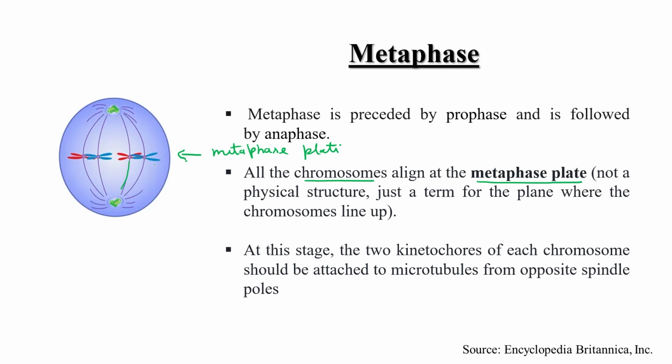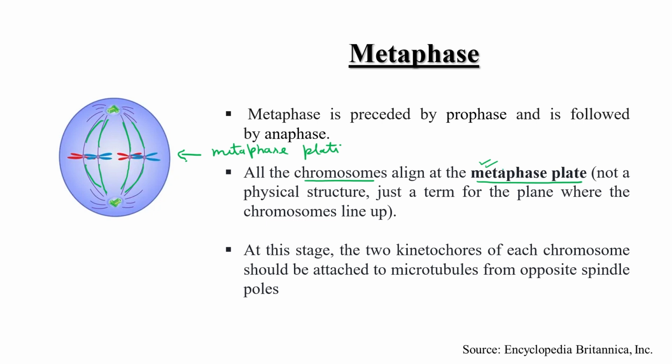This one is attached to this pole, and this other one is attached to the opposite pole like this. So the two kinetochores of each chromosome are attached to opposite poles via microtubules, and all the chromosomes align at the metaphase plate.